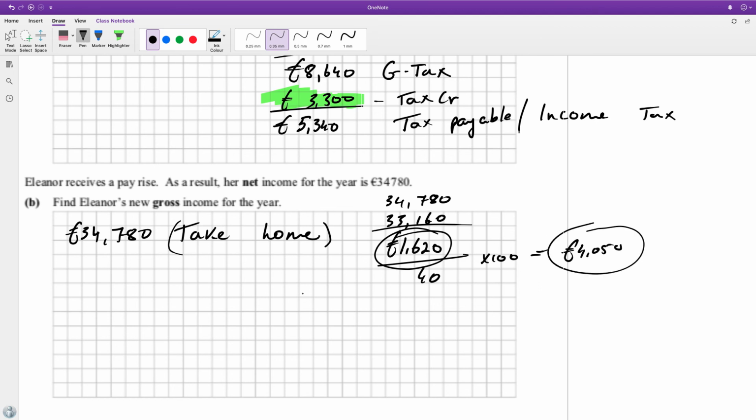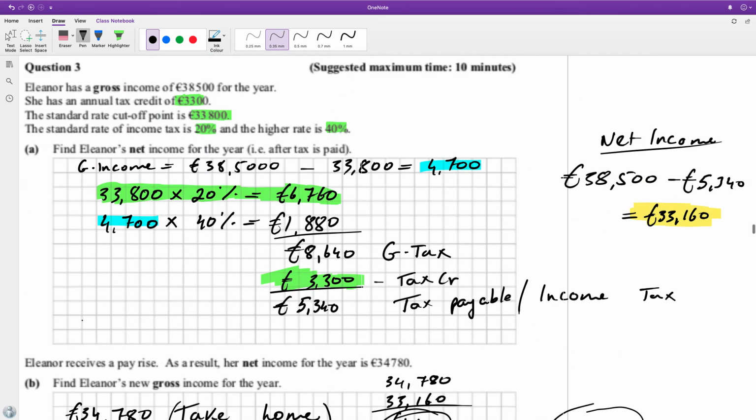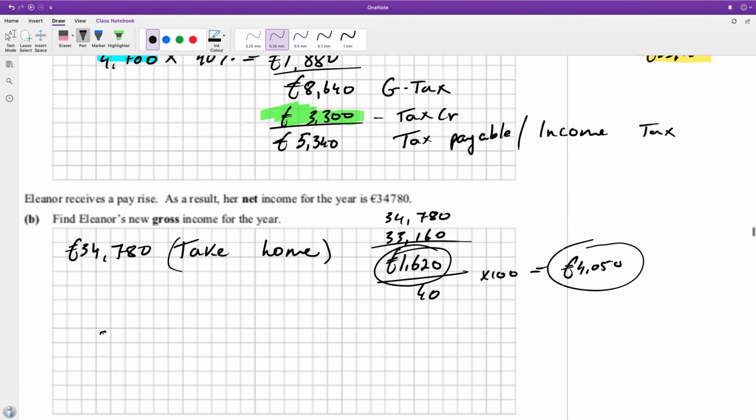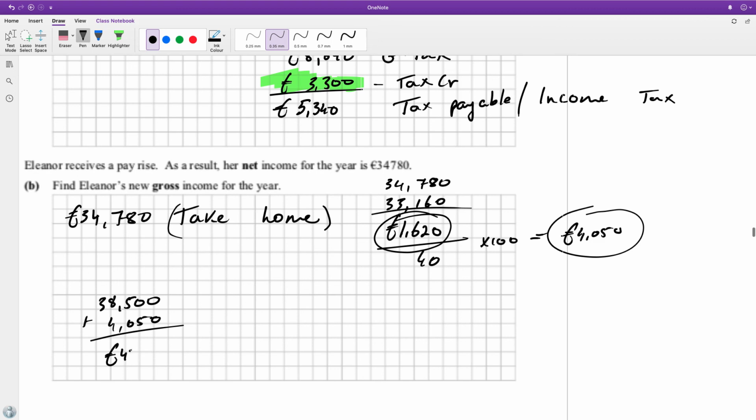Her gross income increased by 4,050, which on top of her original income was 38,500 plus 4,050, 42,550. That was a tough one. Is that right?